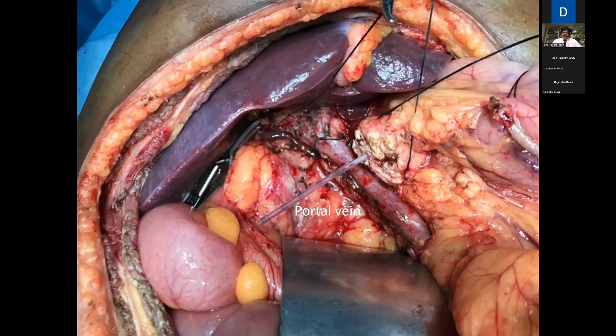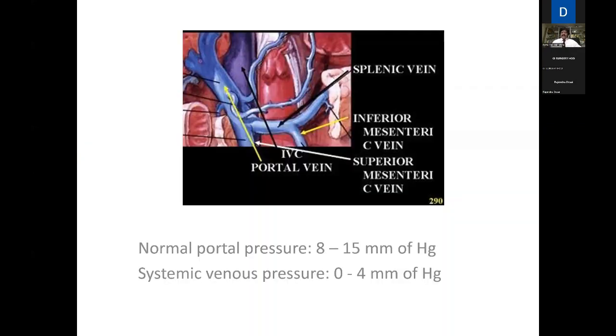This is how the portal vein looks, and this is a patient with the Whipple's procedure, the stent in the pancreas, and that's how in real life a normal portal vein will look. Now, as I said earlier, the normal portal pressure is anything between 8 to 15 millimeter of mercury. And then the systemic venous pressure is anything up to 0 to 4 millimeter mercury.